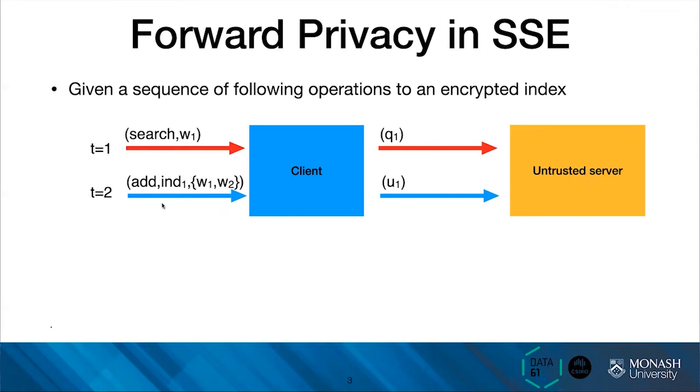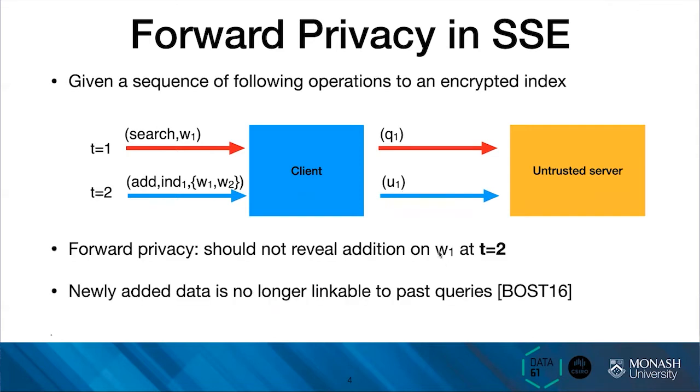At time T2, the user adds a new document ID1 that contains two keywords, W1 and W2, by using the update token Q1. So the idea of forward privacy is that it guarantees that the query token Q1 doesn't reveal the additions of the keyword W1 at time T2.